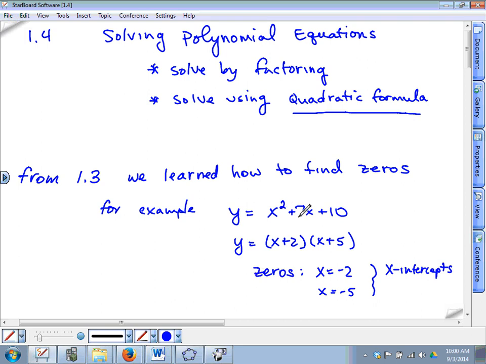Okay. This one, for example. This looks pretty easy to do, right? If it was y equals x squared plus 7x plus 10, you factor it into x plus 2 times x plus 5, and then that'll tell you the zeros are x equals negative 2, x equals negative 5. We've done this, right?